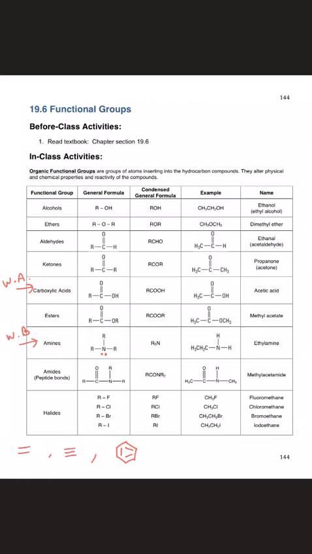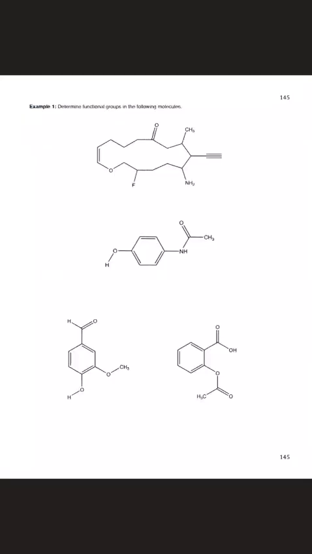Pretty much the goal of this chapter section is that you need to be able to recognize these functional groups in organic molecules. So what do I mean by that? Let's take a look at the next example. For example 1, determine the functional groups in the following molecule. In this case, for sure, what we recognize is the double bond. So this would be part of an alkene. And we also recognize a triple bond as well. This would be an alkyne.